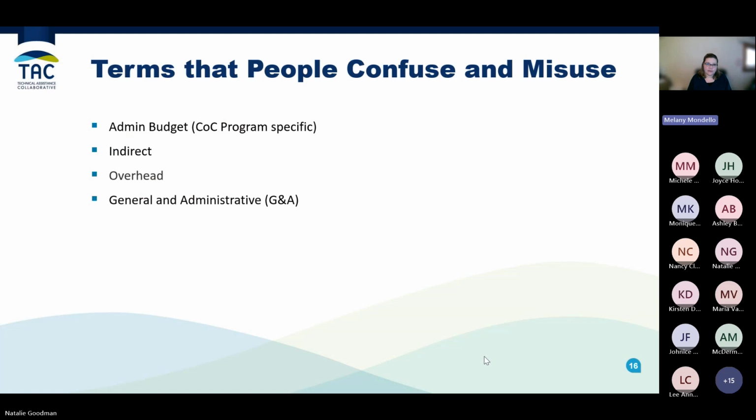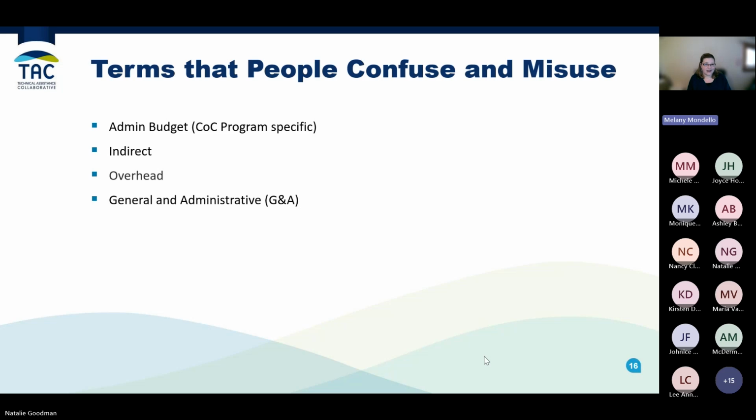So here we get back to some of the terminology that people get confused and misuse. I hear overhead, I hear general and administrative costs, I hear admin budget, I hear indirect, direct, right? There's all these terms. I equate it to how we talk about the homeless definition. The term homelessness itself can mean very different things to everybody who says it, but within a specific program, it'll have a specific definition. And that's what we're going to try and do today. We're going to go through some of these terms and demystify them.